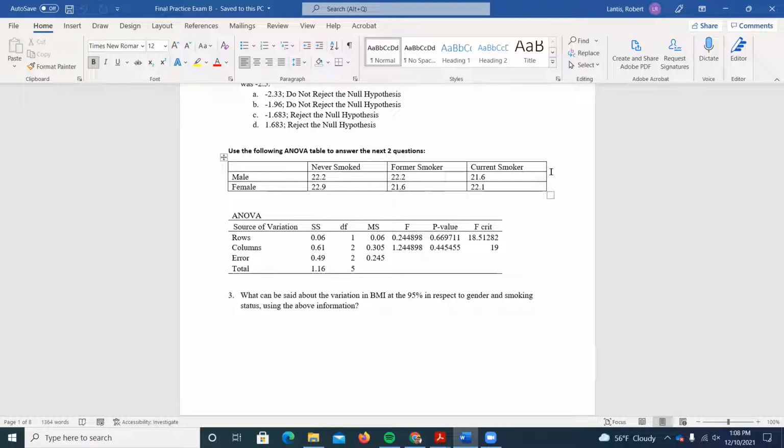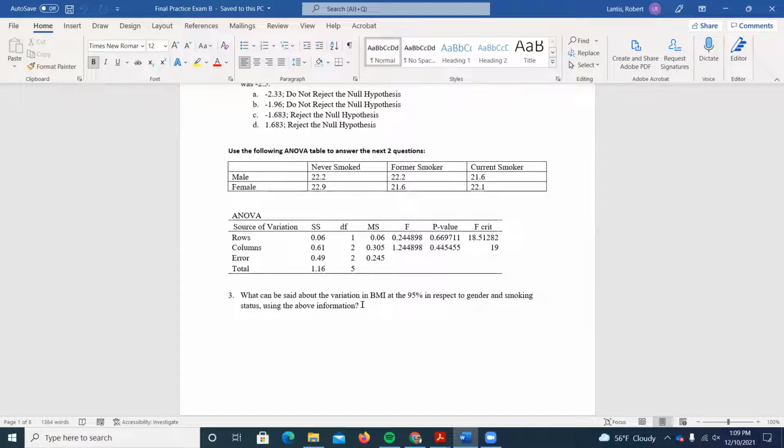Even though it's group data, I can start to see whether this variable of BMI varies with one of these factors, either gender or smoking status. So what can be said about the variation at the 95% level? I probably wouldn't leave it this open-ended, but I might say, at the 95% level, which of the following is true? Then we'll have different combinations: there is variation in BMI with respect to gender, but not smoking status; variation with respect to smoking status, but not gender; neither; or variation due to both. So those 4 different combinations.